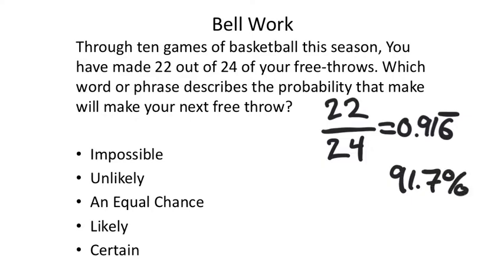It's definitely higher than 50%. That would mean it's likely. Remember, impossible is 0%, unlikely is less than 50%, equals 50%, likely is more than 50%, and then certain would be exactly 100. It's close to 100, it's just not quite there.